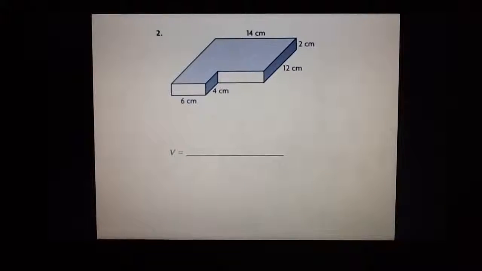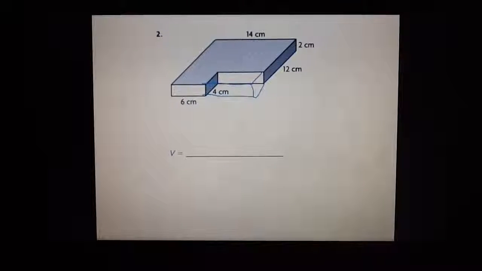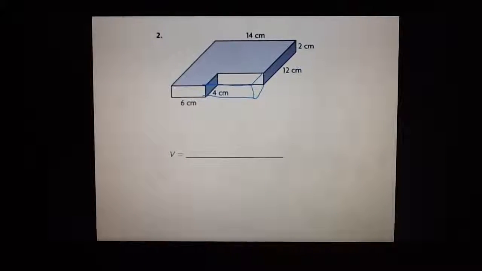Let's go ahead and try that strategy for number 2. Remember, our goal is to find the volume as if we had an entire filled-in rectangular prism. So I'm going to go ahead and find the volume as if it was one entire rectangular prism. All right, here we go. We're going to start off with length times width times height.